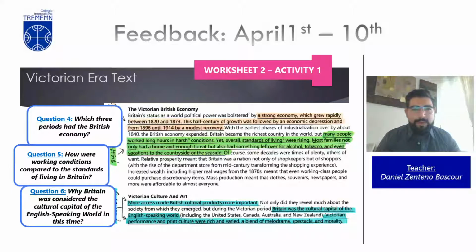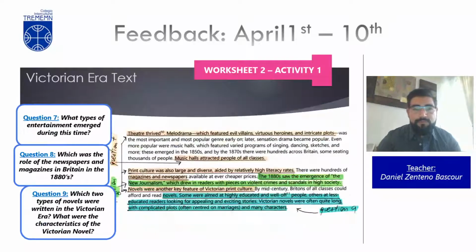Question 6. Why was Britain considered the cultural capital of the English-speaking world at this time? Let's remember that Britain was the most important empire at this time. So access to British cultural products was more important. This is the first aspect. Also, we would say that they were very rich and varied in the different cultural products they produced.